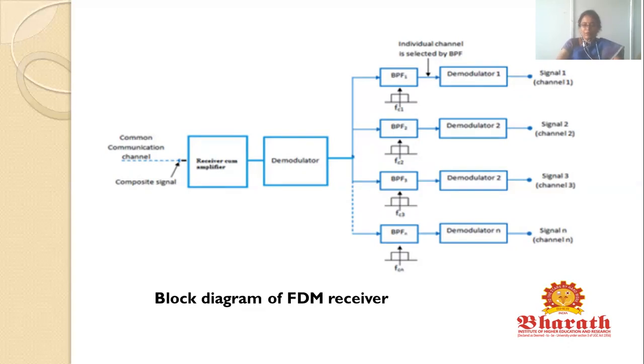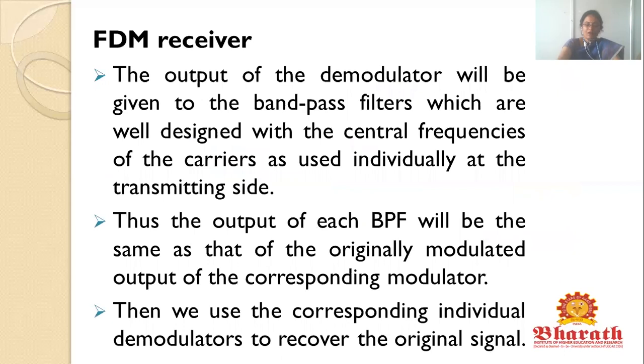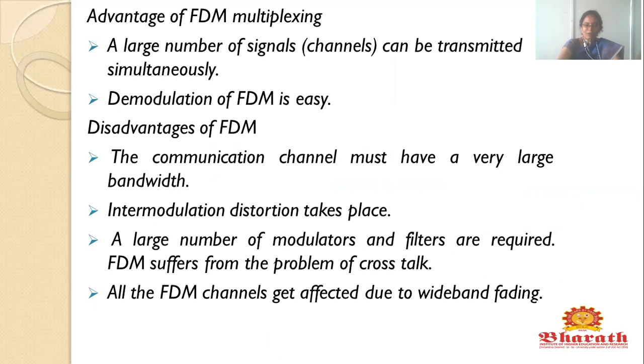And then we are going to see the advantages and disadvantages of frequency division multiplexing. The advantage is that in frequency division multiplexing, a large number of signals can be transmitted simultaneously. And the demodulation of frequency division multiplexing is easy. Disadvantages of FDM: the communication channel must have a very large bandwidth, and intermodulation distortion takes place. In FDM, a large number of modulators and filters are required. All the FDM channels get affected due to wideband noise.